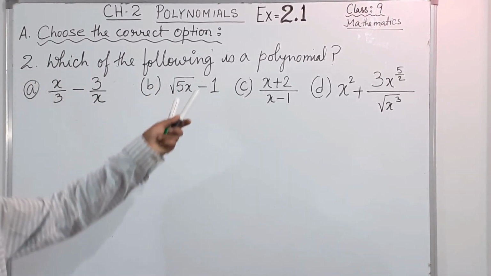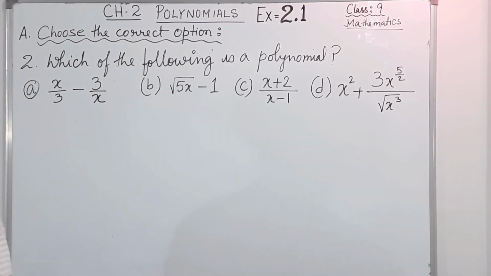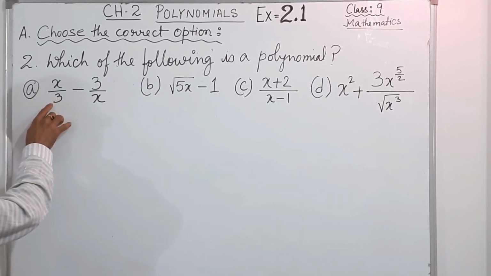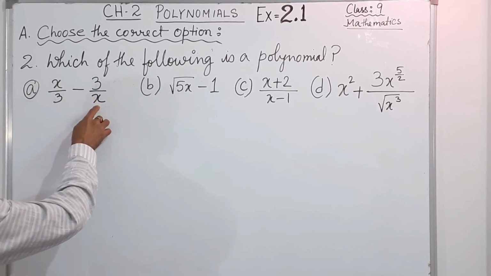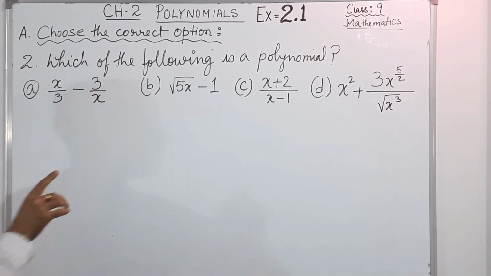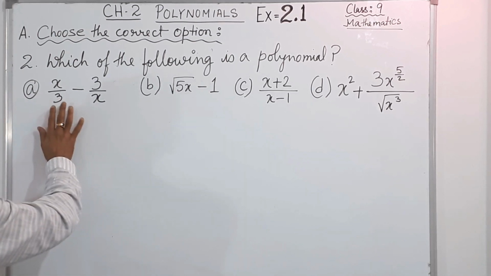Now question number 2. Which of the following is a polynomial? So here 4 options are there and you have to say which one is a polynomial. Okay. Now let us see the first option. So x by 3 minus 3 by x. Now 3 by x means x to the power 1 in the denominator. If x to the power 1 goes upside, x to the power minus 1. And if the power is negative, it is not a polynomial. So we will not take this one.